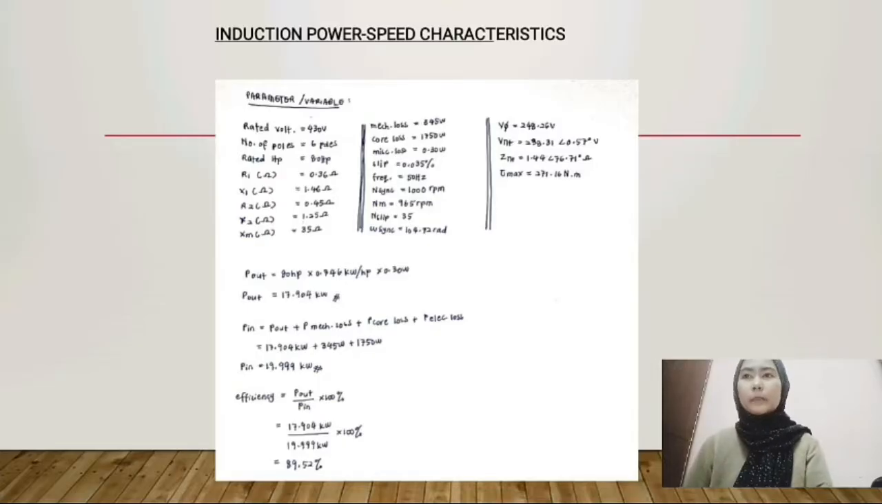For the induction power speed characteristic, in order to find it, first we need to calculate the torque by using the Thevenin formula and impedance, same as the torque speed characteristic. Induced torque we also calculate by the same formula, and then we find the converted power by using the formula. Then we find the output power and get its value. We continue to find the efficiency, and the value that we get is 89.52%. Lastly, we plot the power versus speed, and from here we can get the maximum output power.